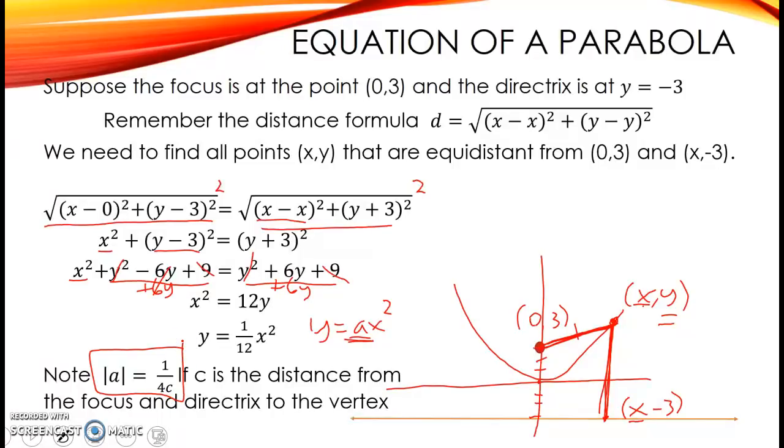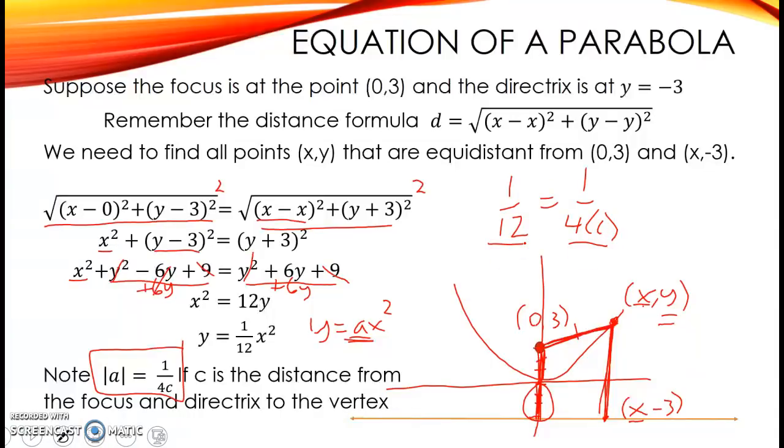And c is the distance from the focus to the vertex, and from the directrix to the vertex. In other words, this value right here has a distance of 3, and this value here has a distance of 3. And we know that our a value is 1 over 12. Well, if that equals 1 over 4 times c, we know that c has to be 3.